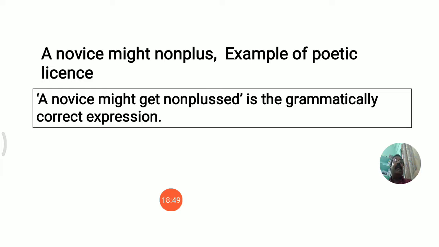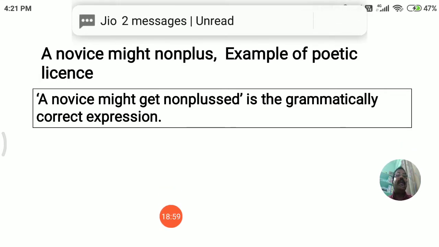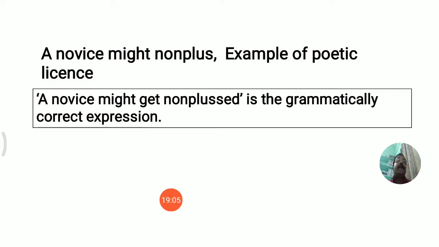So here, as I told you, the poet has used a poetic license in that line, "a novice might nonplus," because it has to rhyme with some other word in the coming lines, right? So the grammatically correct expression is "a novice might get nonplussed." So this is also an instance of poetic license.